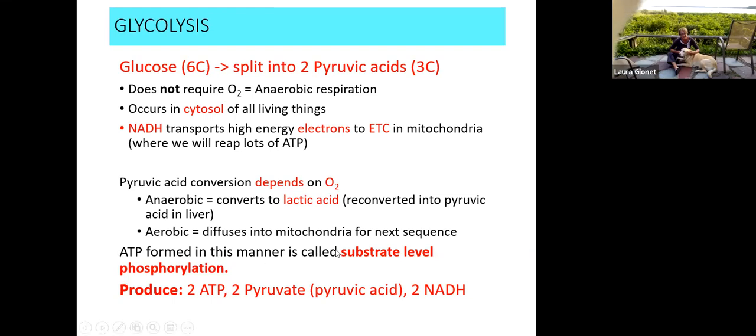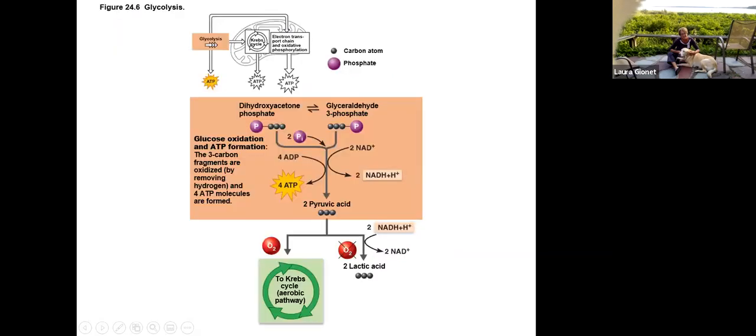ATP formed in this manner is called substrate level phosphorylation. So at the end of glycolysis, we have 2 ATP, 2 pyruvate or pyruvic acids, and 2 NADH. We start with glucose, we produce these other things along the way, and the ATP is via substrate level phosphorylation.